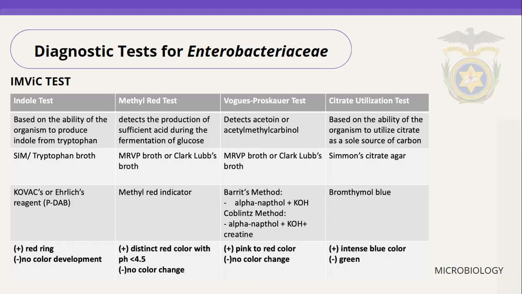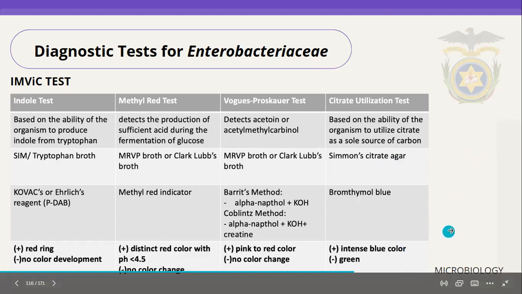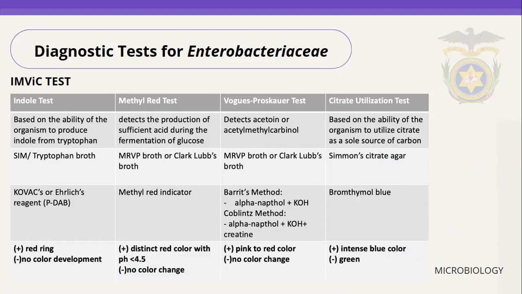And for the last test, we have the citrate utilization test, which is the C in the IMViC. This is based on the ability of the organism to utilize citrate as a sole source of carbon. So we use Simmons citrate agar, and we use bromthymol blue as our indicator. For the positive result, we have an intense blue color of the agar, and if it's negative, it's green.